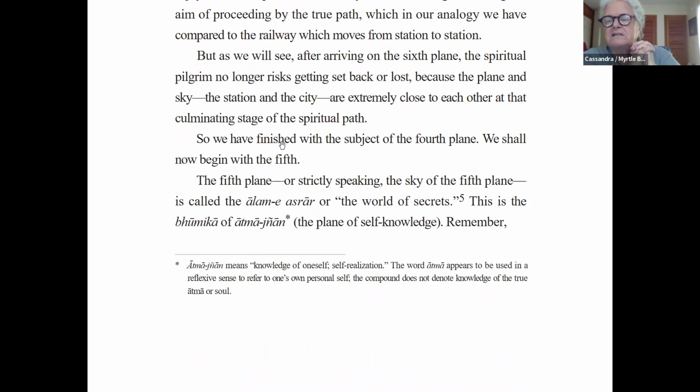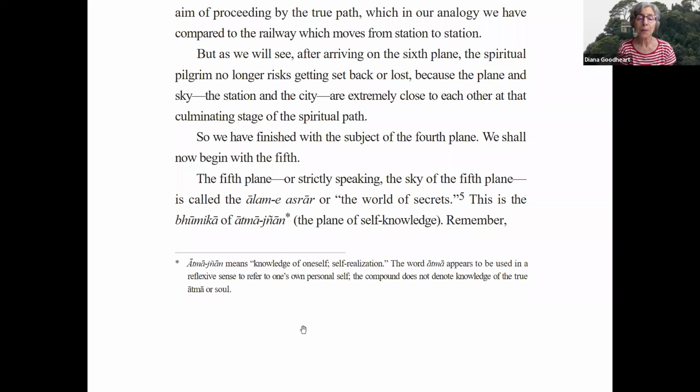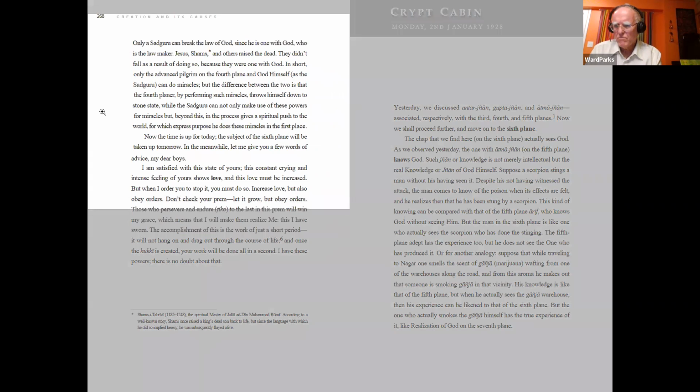A little bit slower, Diane, okay? Okay. The 5th plane, or strictly speaking, the sky of the 5th plane, is called the Alame Asrar, or the world of secrets. This is the Bhumika of Atmajnana, the plane of self-knowledge. Atmajnana means knowledge of oneself, self-realization. The word Atma appears to be used in a reflexive sense to refer to one's own personal self. The compound does not denote knowledge of the true Atma or soul. So this isn't real self-knowledge. This is just knowledge of the regular old self.